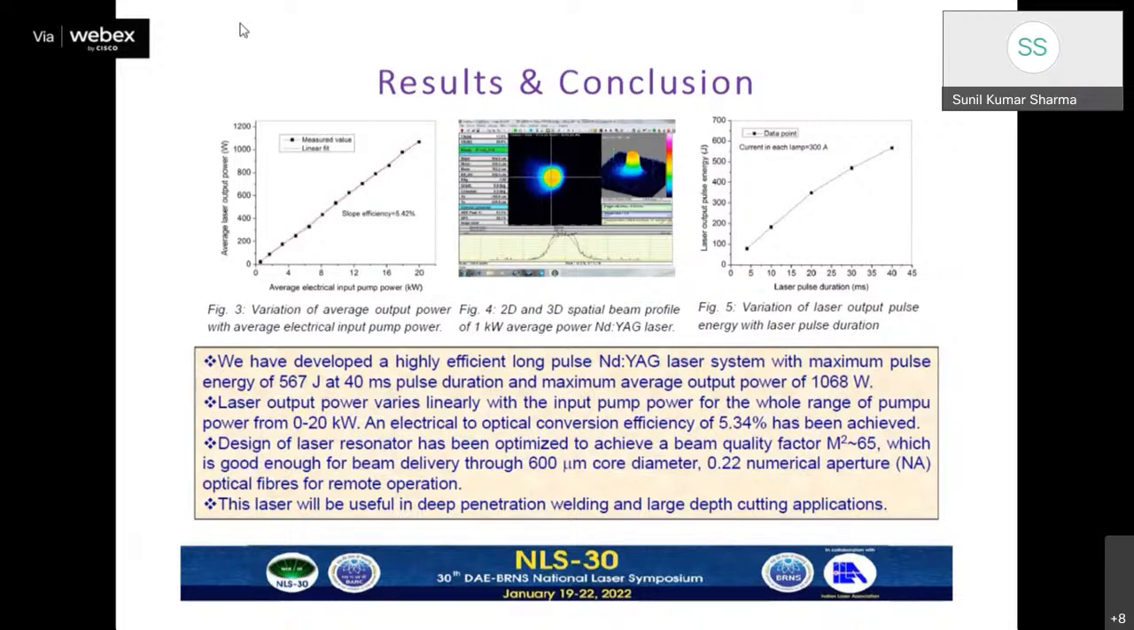Your presentation is over? Yeah, my presentation is over. You told that the doping percentage is 1.8%. No, it is 1.1 atom percent Nd. If you increase the doping percentage, what is the effect on the output power or beam quality? Beam quality will deteriorate. And the output power? We cannot pump more than that because it will have a more thermal lensing effect, then the resonator will go unstable. What about the thermally induced birefringence effect? Have you observed it? Yeah, we have observed it.